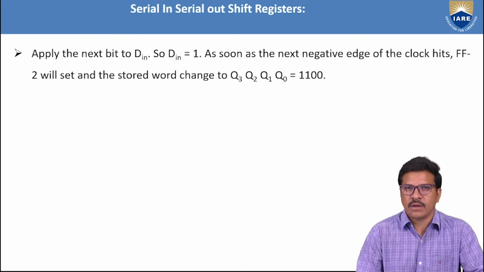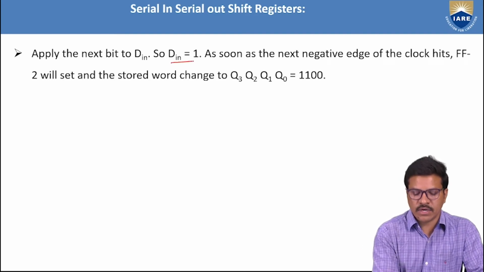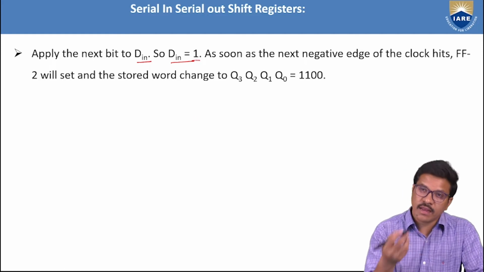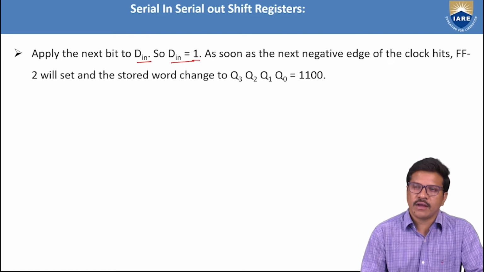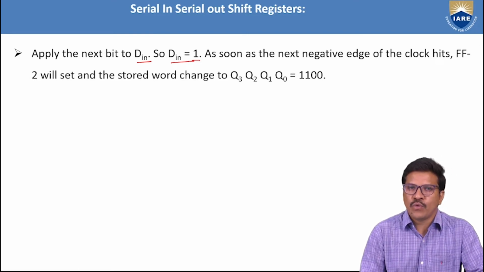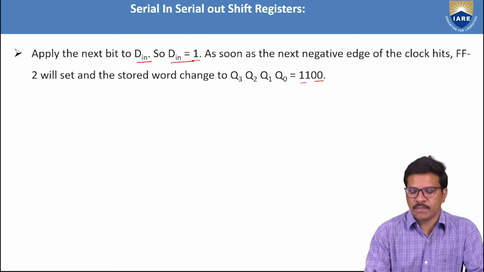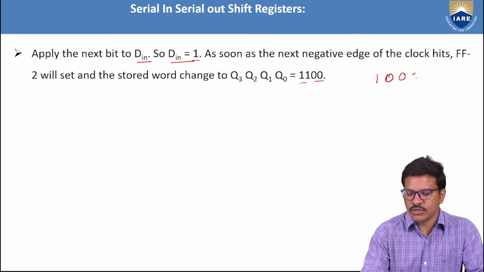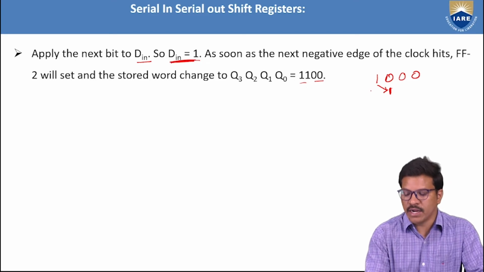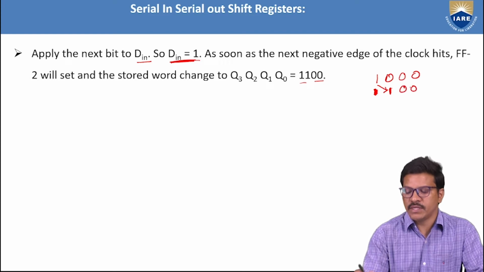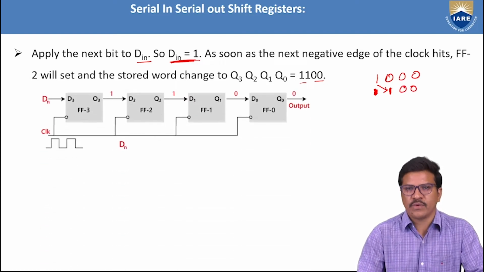Apply the next bit to D0. So the D input is equal to 1 again. As soon as the next negative edge of the clock is applied, flip-flop 2 will set and the stored word changes to Q3, Q2, Q1, Q0 equal to 1100, because we already have the output of Q3 as 1 in the previous 1000. This Q3 output is fed to the input of the second flip-flop, so that at the second clock we'll get this 1. At the same time, we are providing the D input as 1. That D input 1 comes to this D. The remaining will be 0. That is what we can see here.